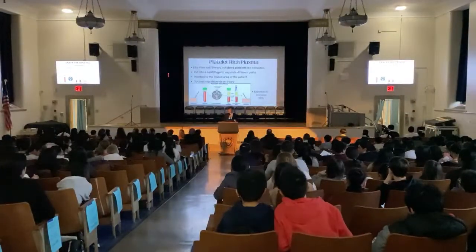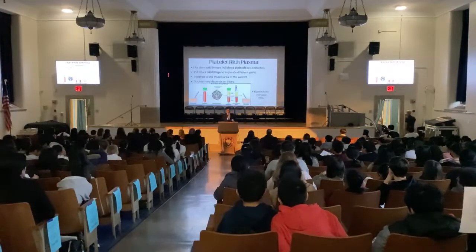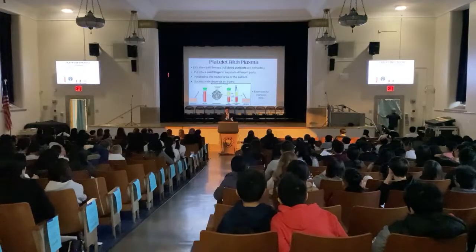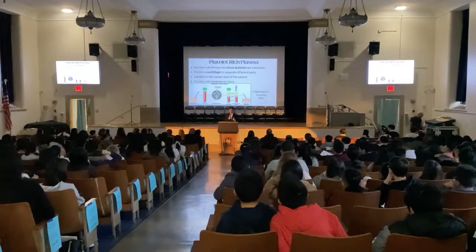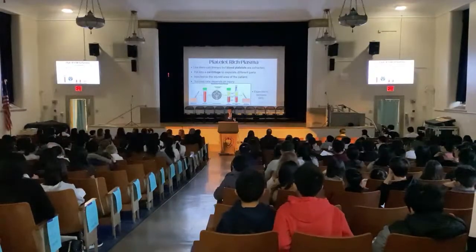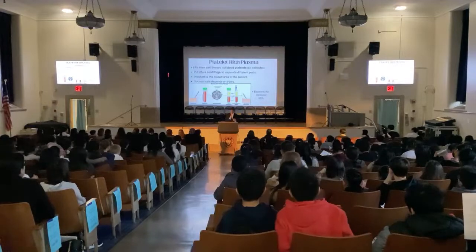So after the blood platelets are extracted, they're put into a centrifuge to separate the different parts of the blood. So your blood has four parts. It has the plasma, which is the liquid form, the white blood cells, which deal with infections, the red blood cells, which deliver oxygen, and the blood platelets, which I explained.